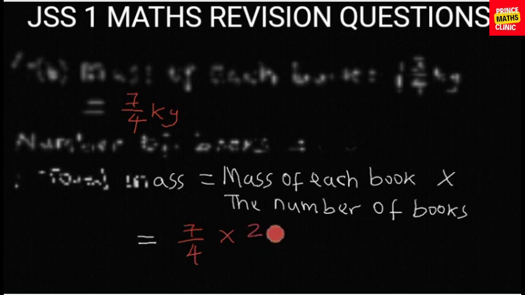We have 20 books. So apologies for the way the screen is. All right, so 4 can go in 20 5 times. 4 in 4, 1. 4 in 20 is what? 5. 7 times 5 is 35. So 35 kg is the total mass of the encyclopedia.